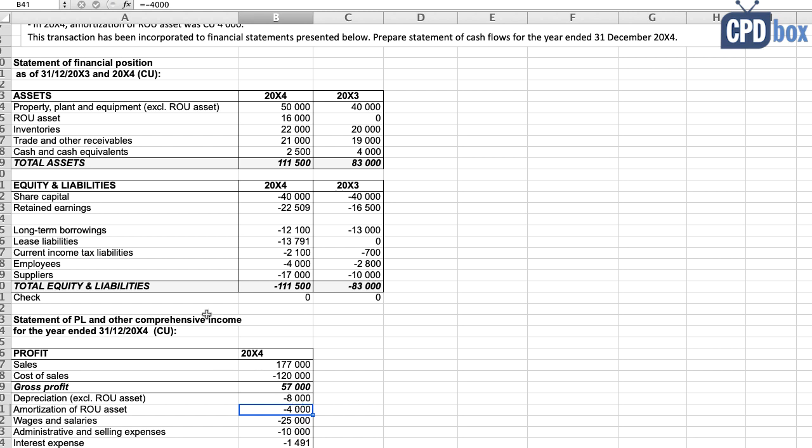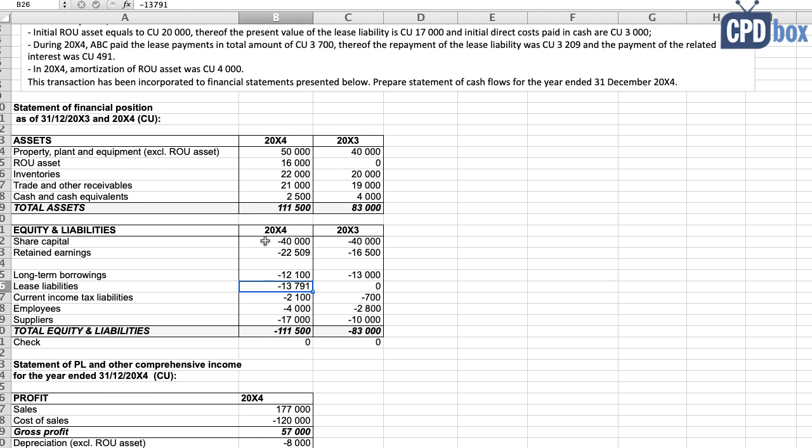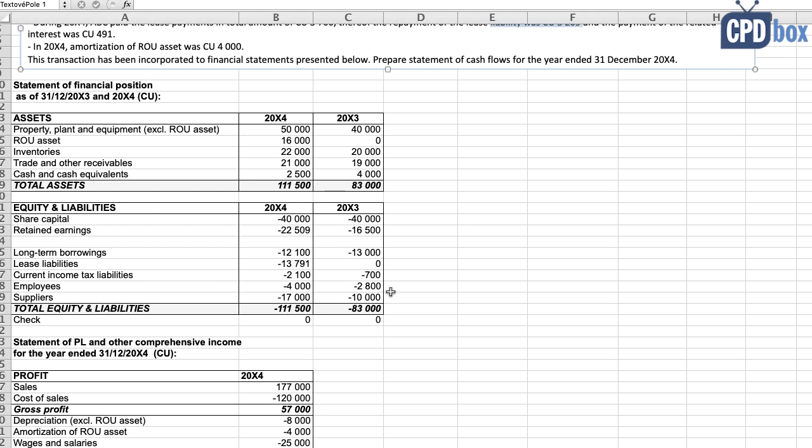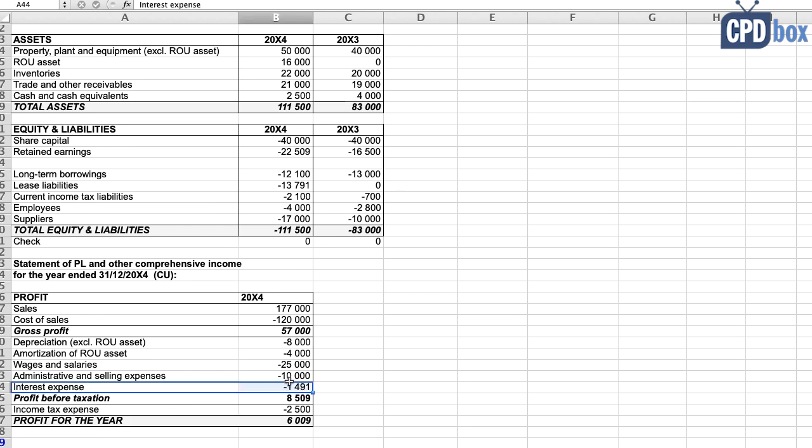It's here. The lease liability as of 31st December 2004 amounts to 13,791 CU in the statement of financial position. That is the initial lease liability of 17,000 less its repayment in 2004 amounting to 3,209. And the interest expense for the year 2004 of 1,491 currency units includes the amount of interest paid on the lease liabilities of 491 currency units.